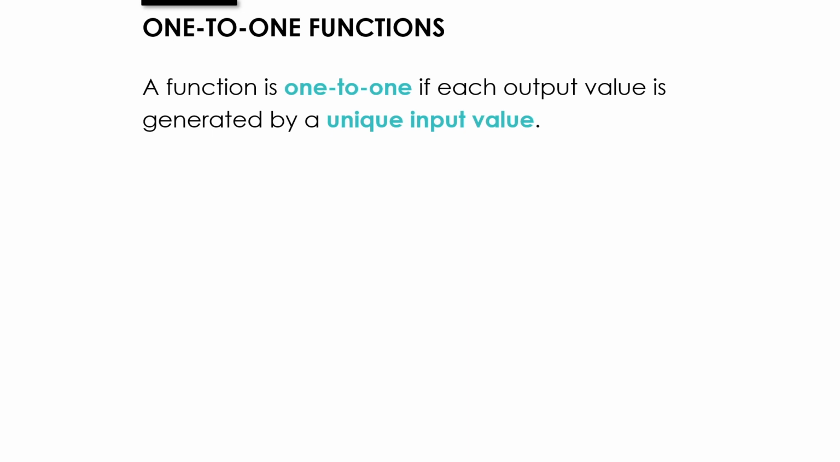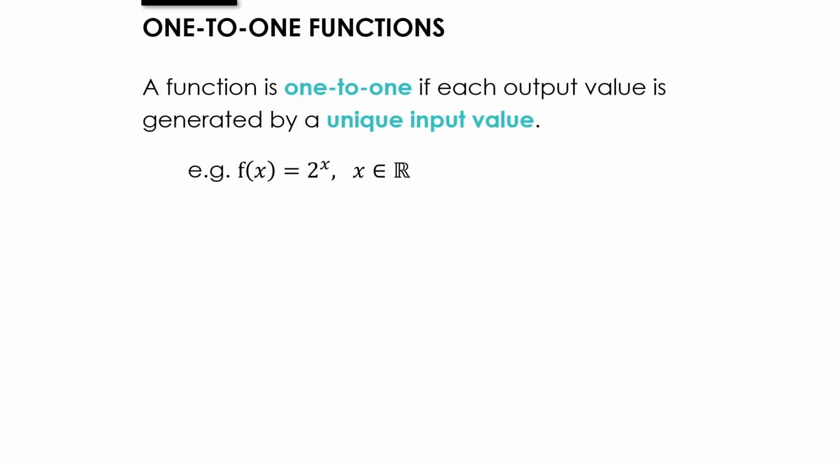First of all, we have one-to-one functions, also known as one-one functions. If a function is one-one, it means that if you have an output value, then there is only a single input value that could have generated that output value. You cannot have two different inputs generating the same output. Let's take a look at an example.